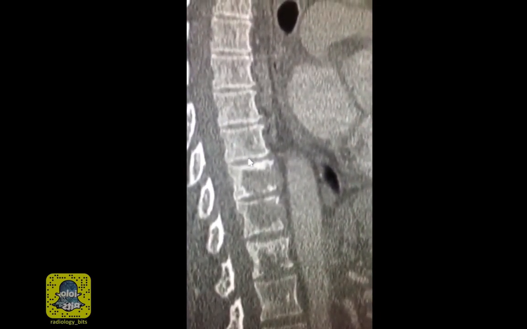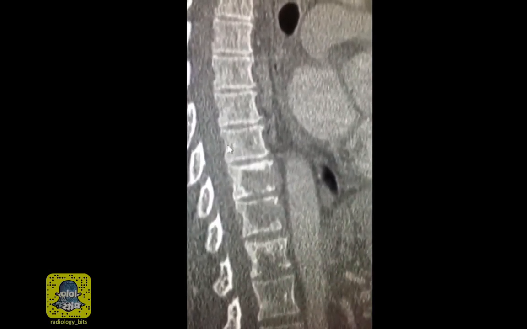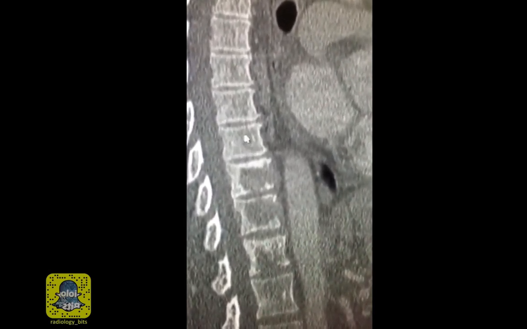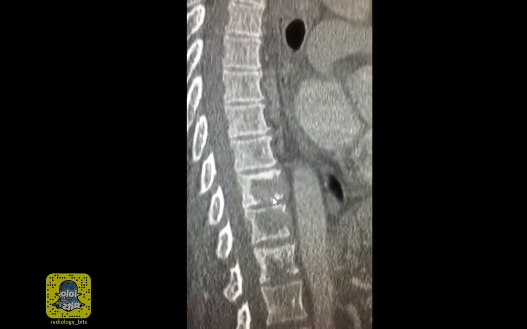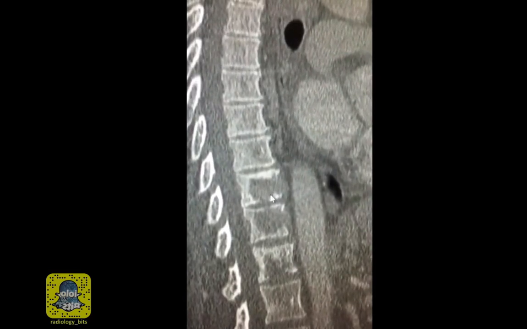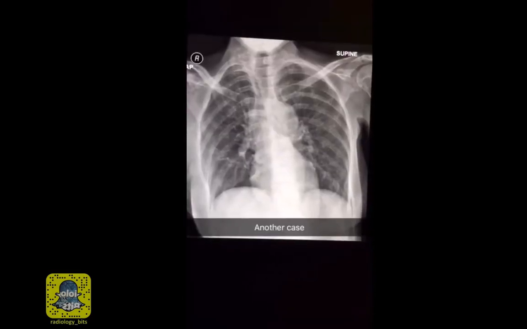Compare that to intact inferior and superior end plates as well as intact anterior and posterior cortex of this vertebral body without any lucencies within. So this appearance is consistent with lytic metastatic bone lesions from renal cell carcinoma. Now, as a complementary teaching case, let's look at this different patient.